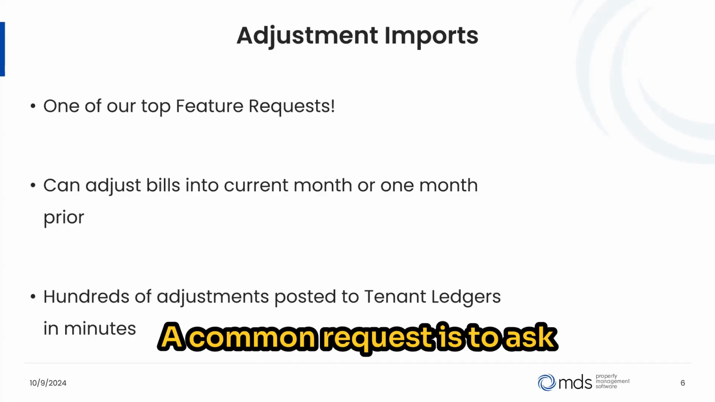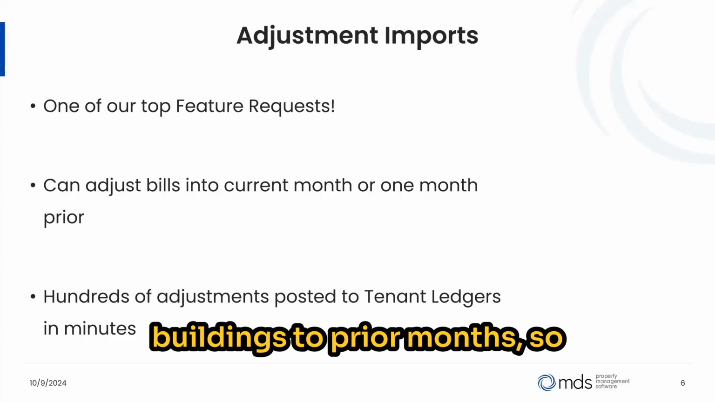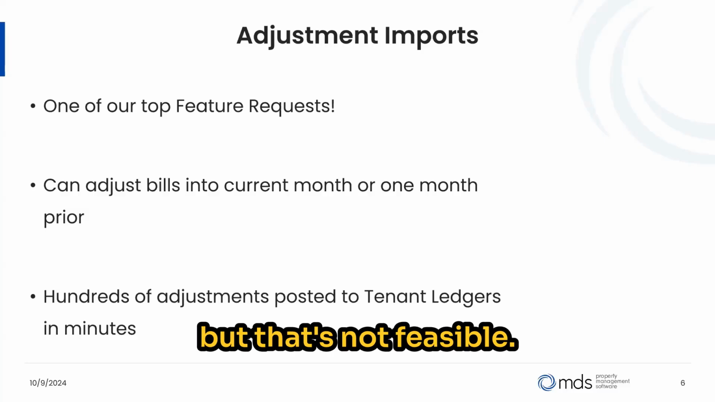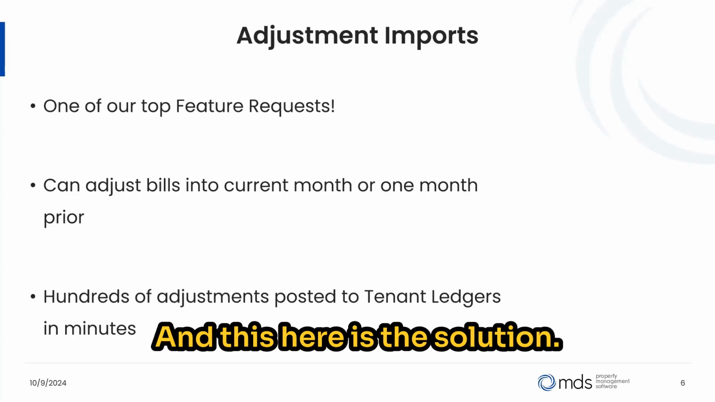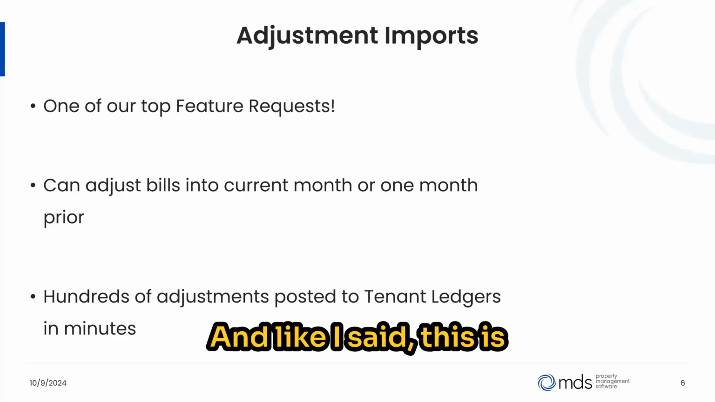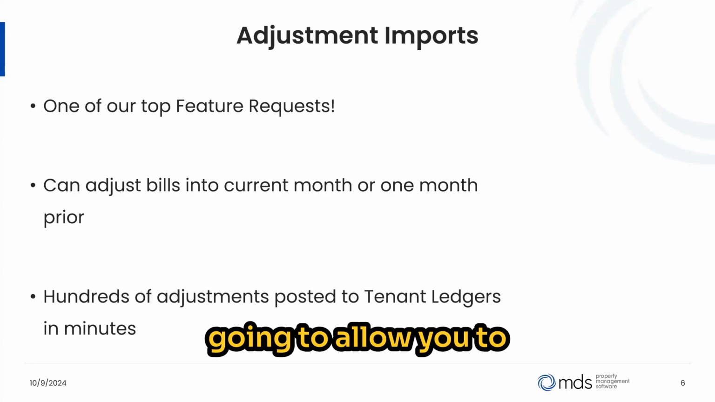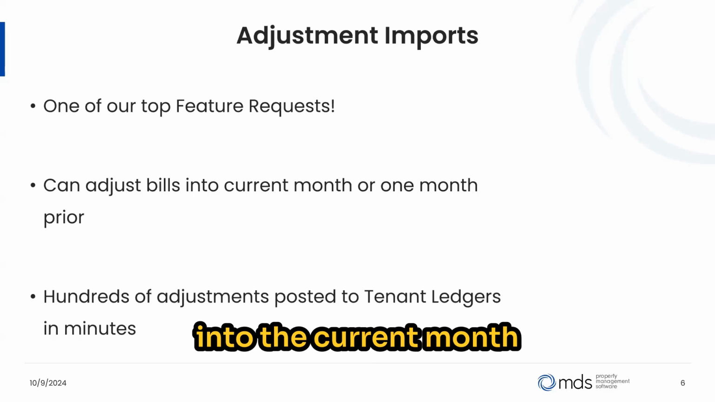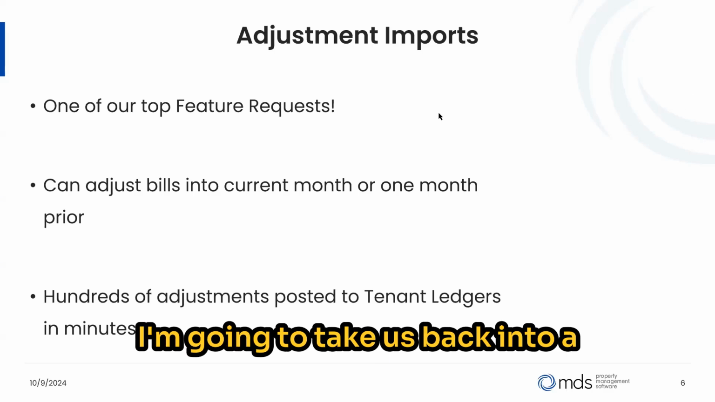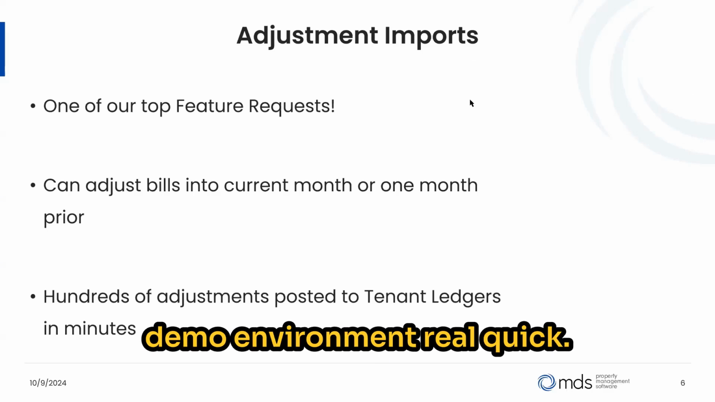A common request is to ask us if we can roll back the buildings to prior months so you can make your corrections, but that's not feasible. And this here is the solution. So these are adjustment imports. And like I said, this is going to allow you to make bulk adjustments into the current month or up to 1 month prior. I'm going to take us back into a demo environment real quick.